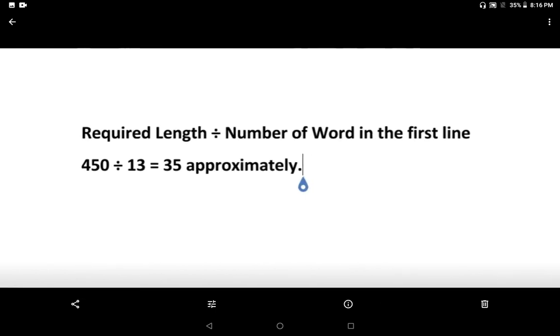The required length is 450. You write it down. How many words do you have in your first line? Maybe 10, maybe 12, maybe 13. Here now, since we have 13, you put it down, then divide. Divide 450 by 13. Approximately, I have 35. So what are you supposed to do?